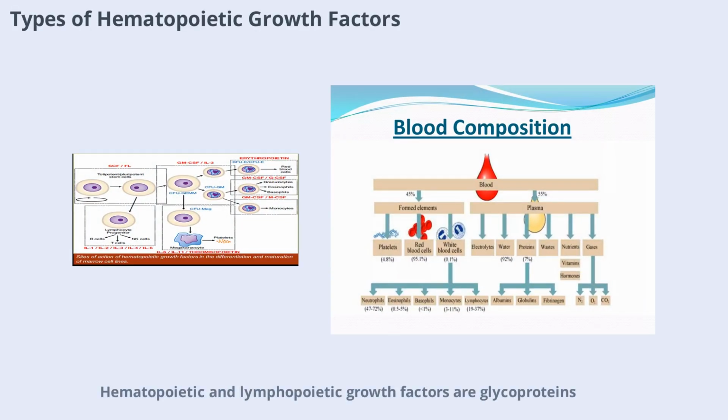Hematopoietic and lymphopoietic growth factors are glycoproteins produced by marrow cells and peripheral tissues. They are active at very low concentrations and often influence more than one cell lineage. Clinically used hematopoietic growth factors include erythropoietin, epoetin alpha and beta, granulocyte colony-stimulating factor (G-CSF), granulocyte macrophage colony-stimulating factor (GM-CSF), and interleukin-11 (IL-11). Thrombopoietin receptor agonists, while not true growth factors, also play a role in platelet production.